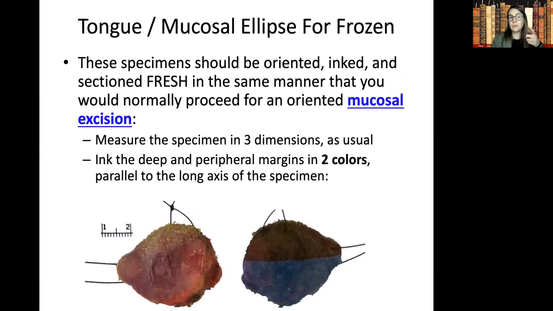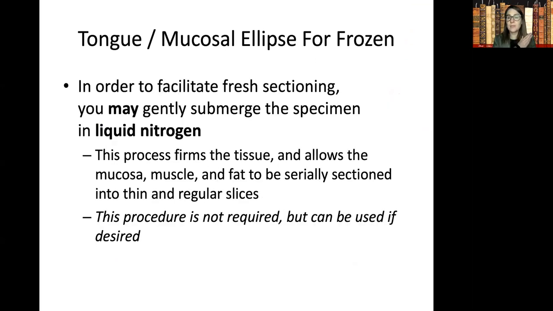These specimens, when you get these tongue or mucosal ellipses for frozen, should be oriented, inked, and essentially sectioned freshly in the same manner that you would normally proceed for an oriented mucosal excision, right? You measure the specimen in 3 dimensions, you ink the deep and peripheral margins, your 2 colors parallel to the long axis, you serially section it perpendicularly.